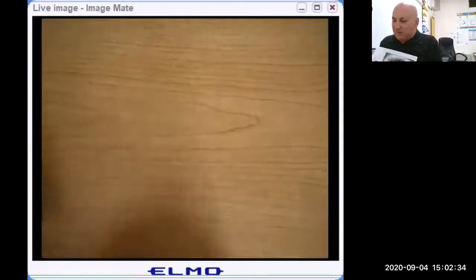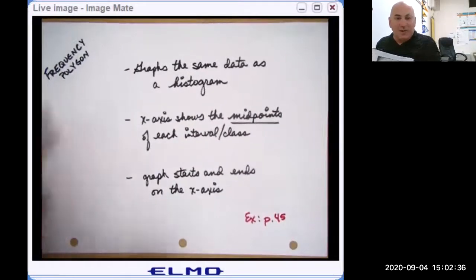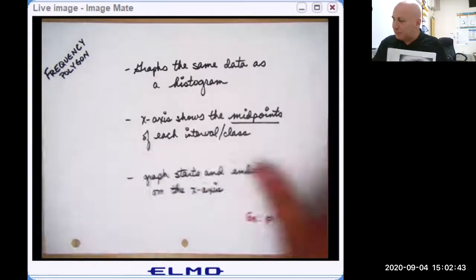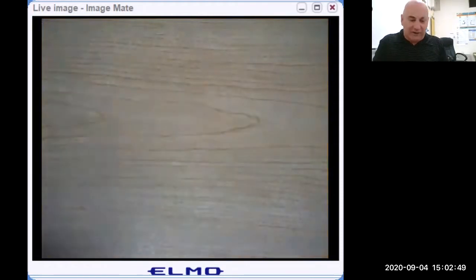Again, I don't want to spend an inordinate amount of time on the frequency polygon, far more interested in histograms. If you have questions, make sure you get that information clarified during class.